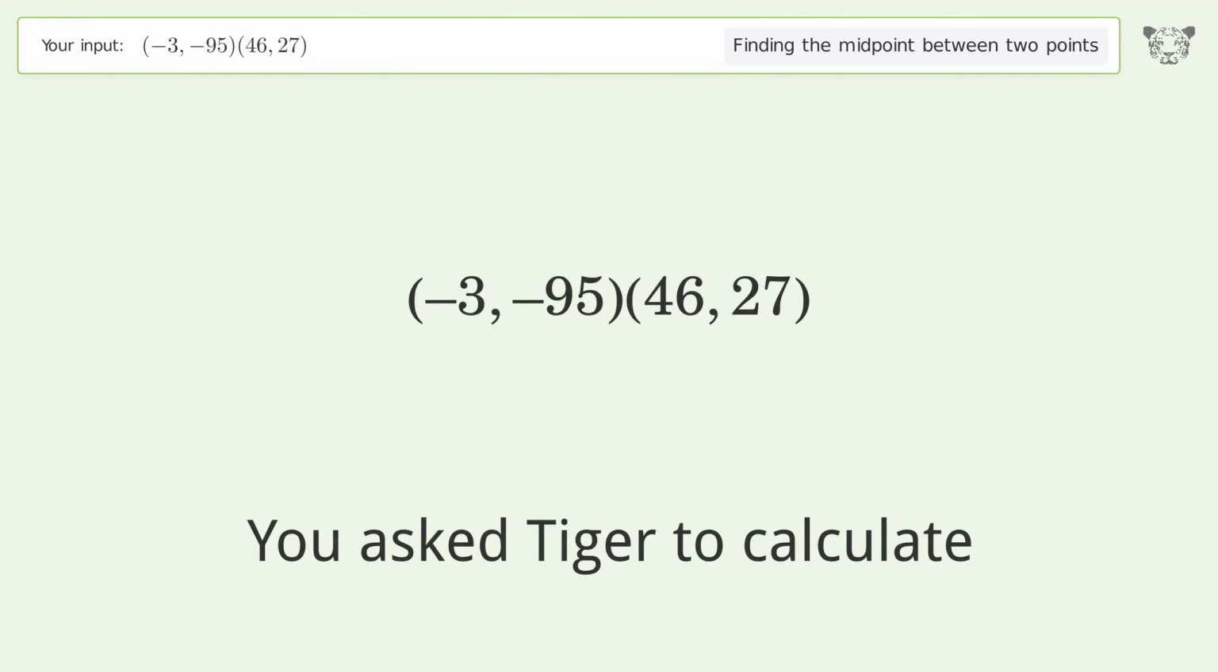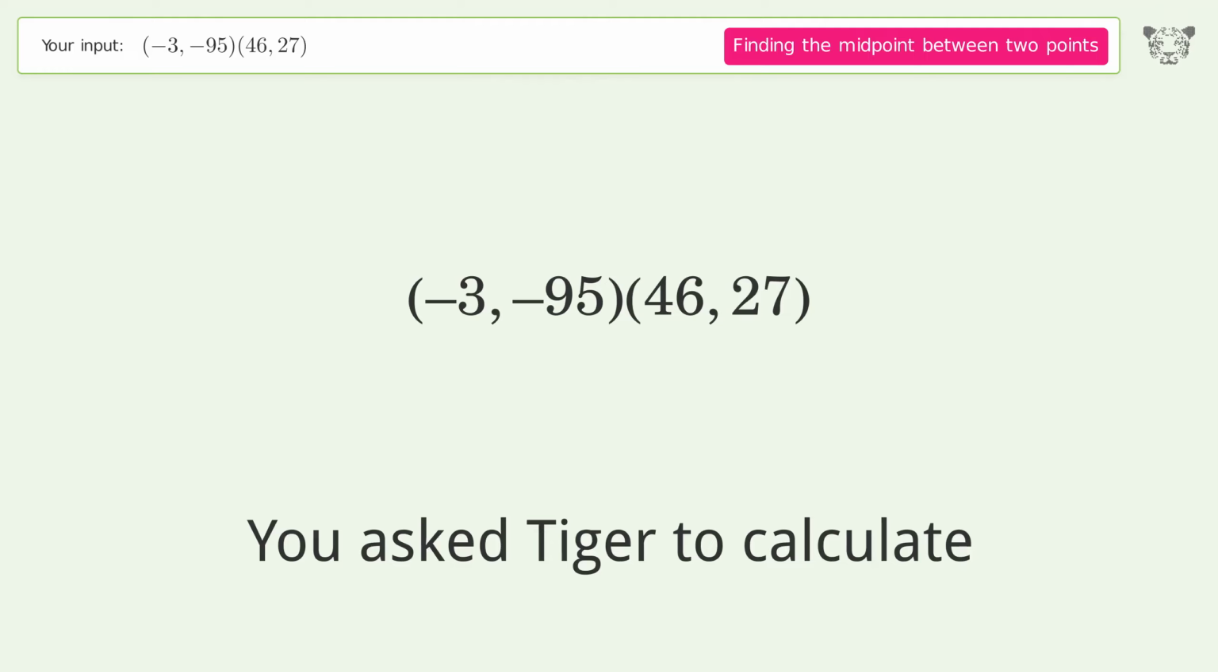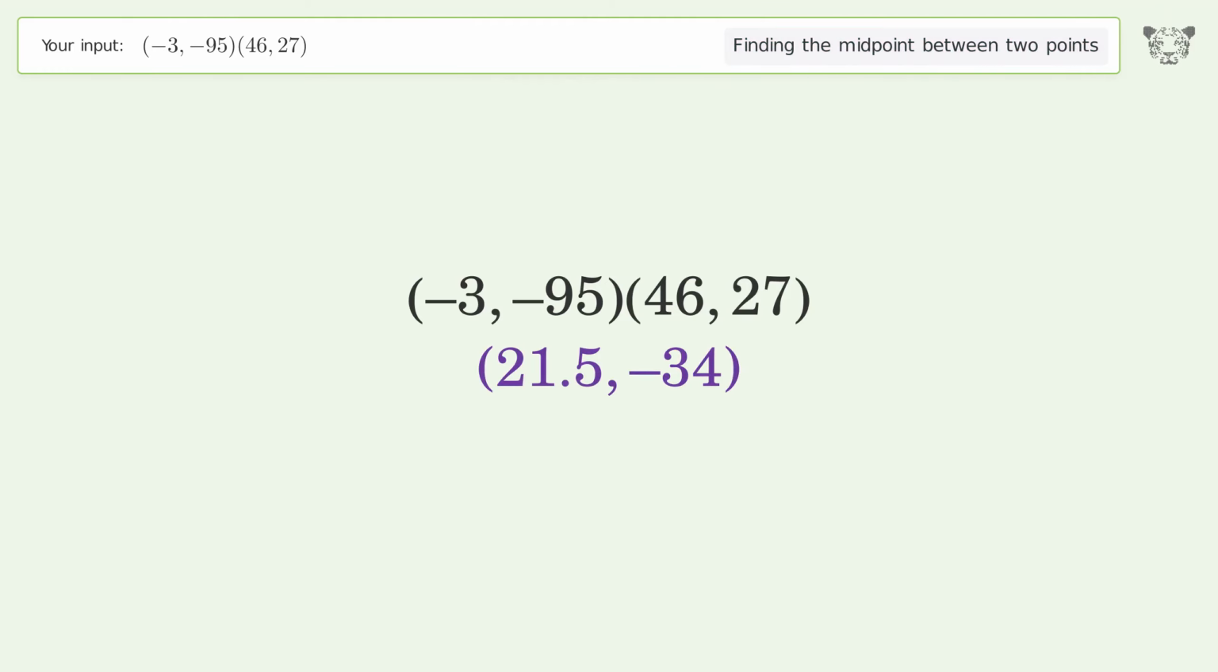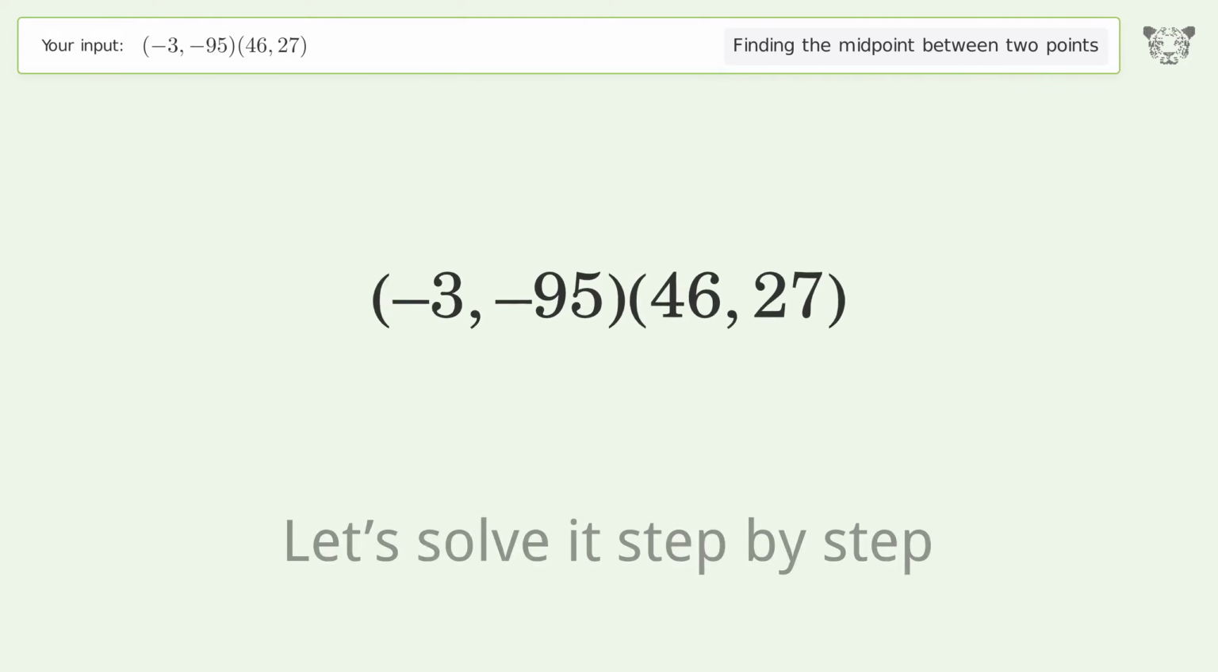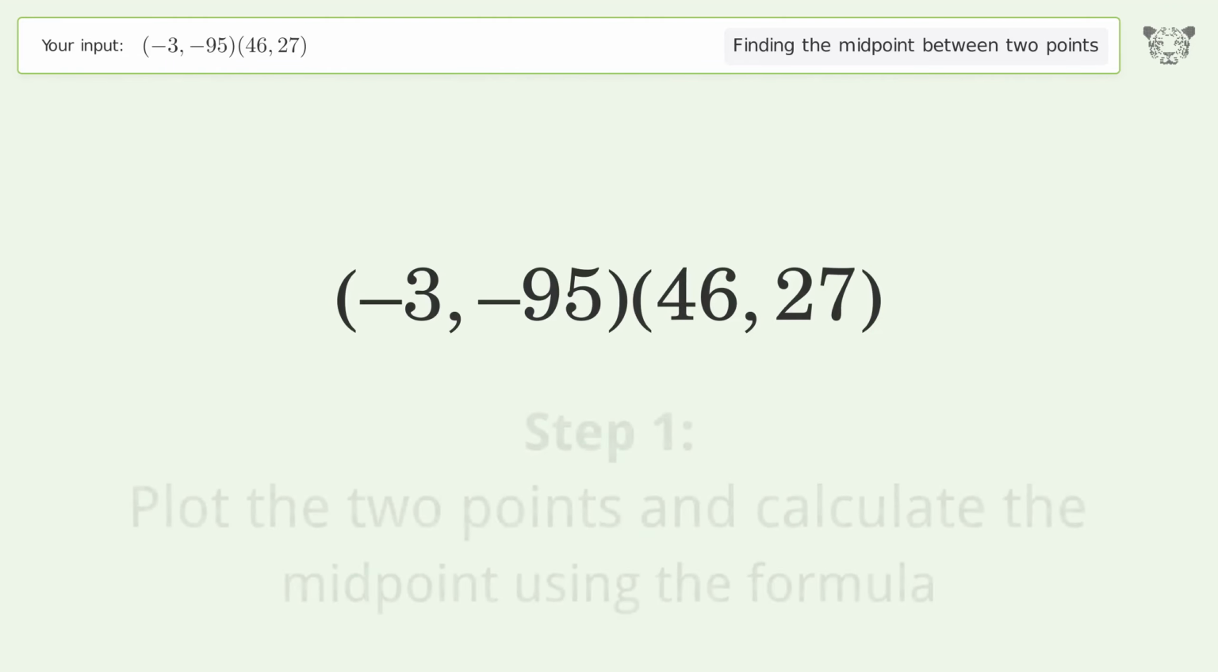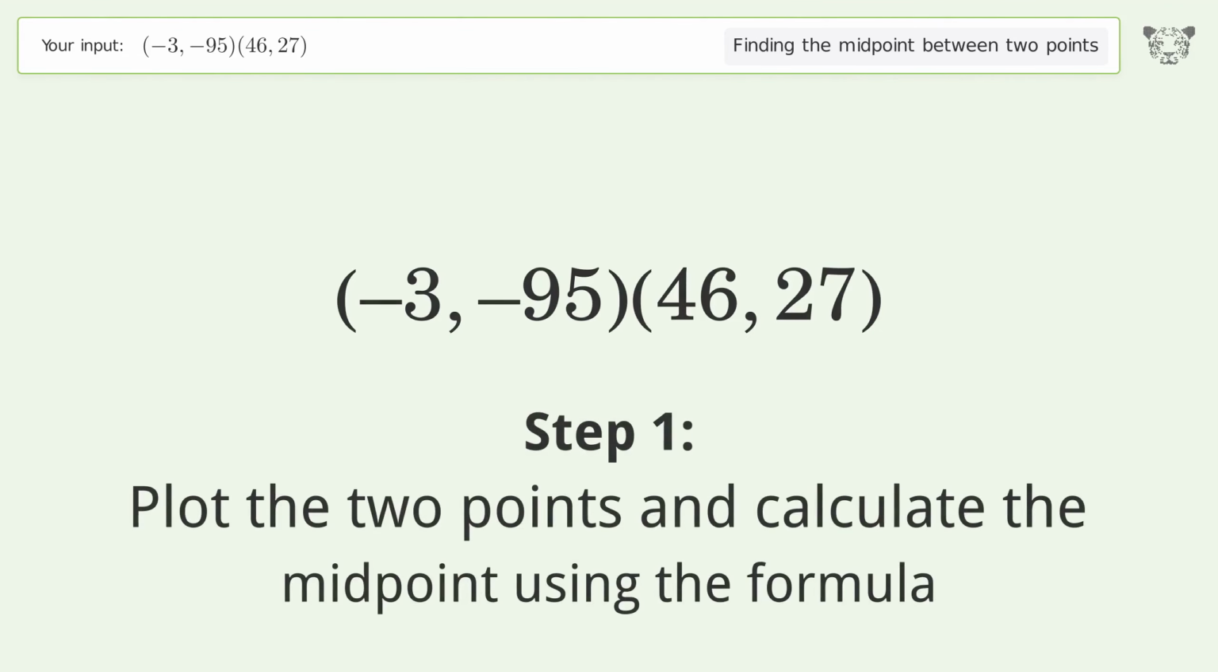You ask Tiger to calculate. This deals with finding the midpoint between 2 points. The midpoint between the 2 points is 21.5, negative 34. Let's solve it step by step. Plot the 2 points and calculate the midpoint using the formula.